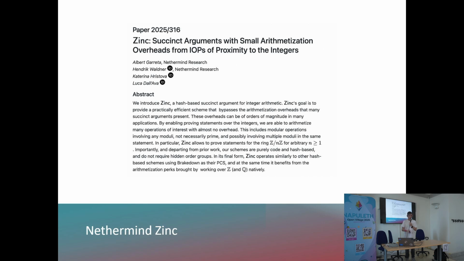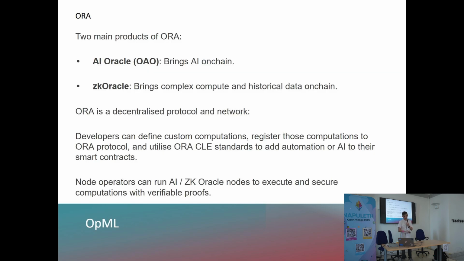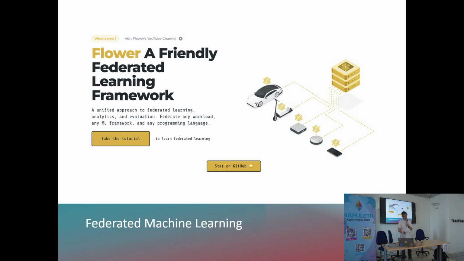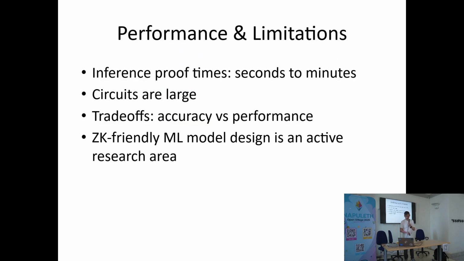That's about zinc. So this is where Nethermind produced the rational fields. That's about Aura, OPML. And that's a company that does federated machine learning called Flower.